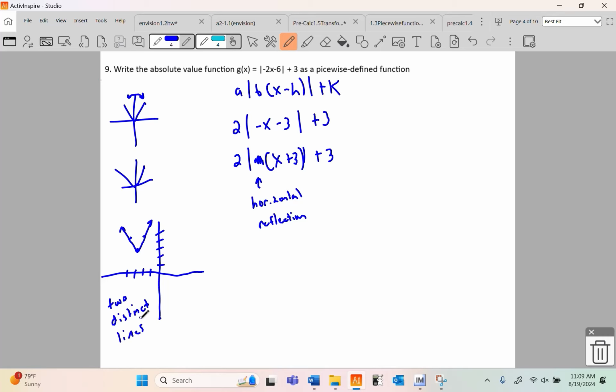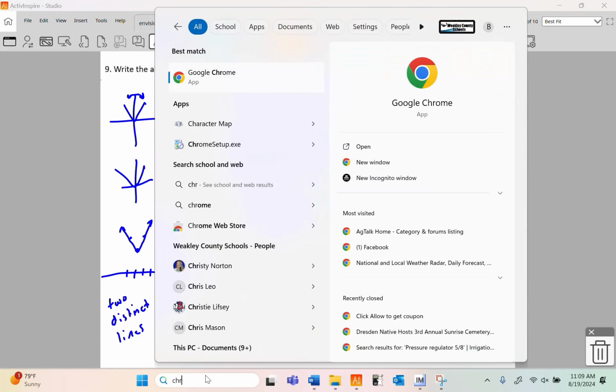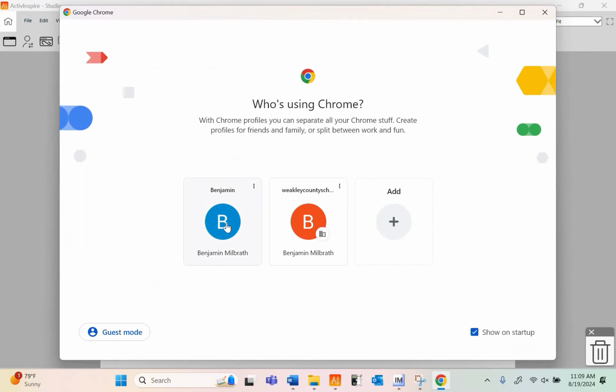You're probably like, Milbrath, is your graph right? Like, I don't trust all this by hand stuff. That's valid. Reflections give me a headache too.